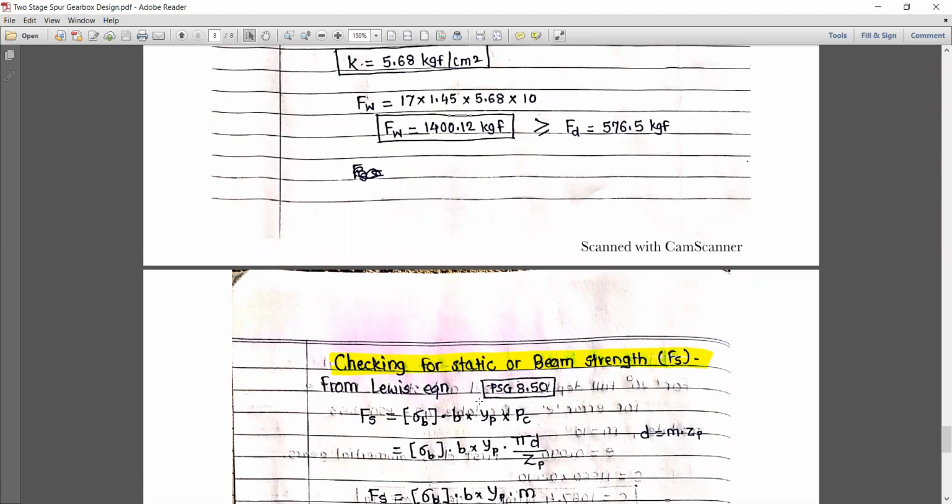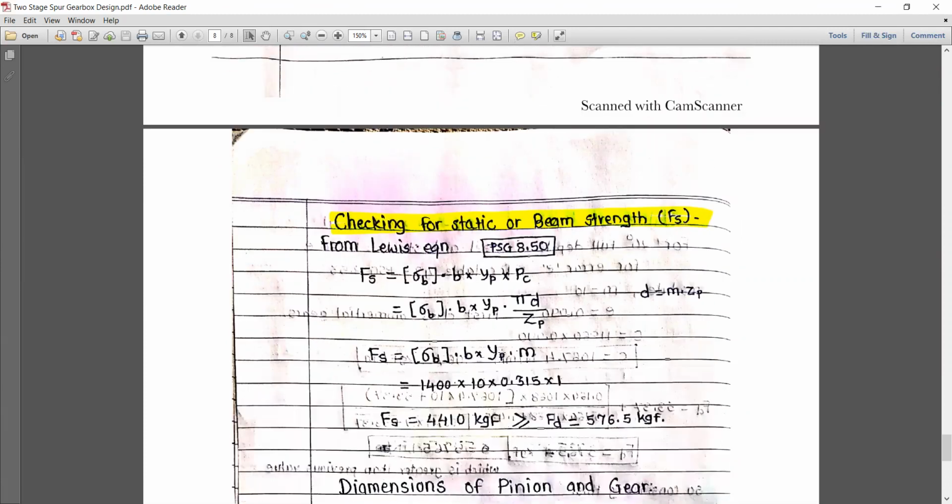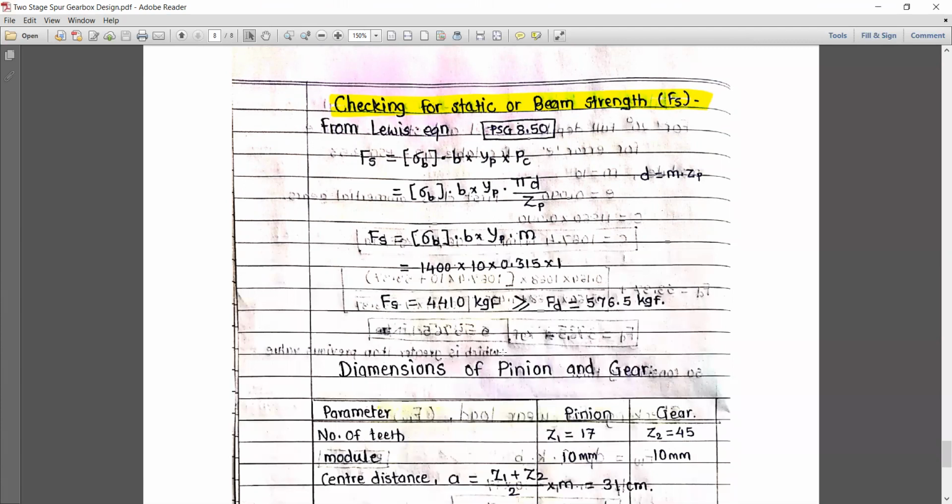Now all the values should be put into the equation. Fw is equal to 1400.12 kgf, and the Fd value is 576.5 kgf. So the value of Fw, wear load, is greater, so our condition is satisfied. Next one, checking for static load. Now we have to compare both values with the static load, and both should be lesser than the static load.